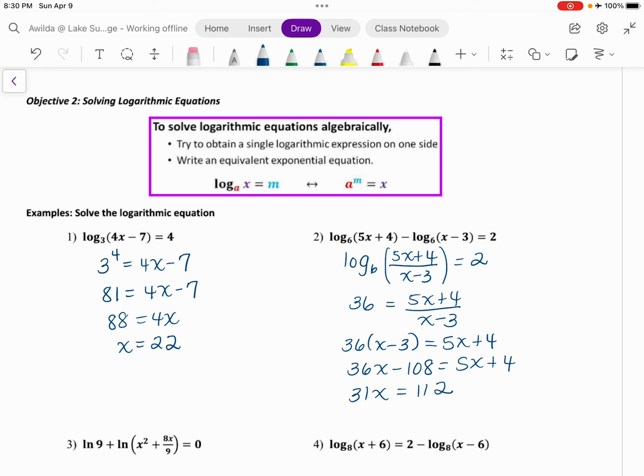Let's see, 112 divided by 31 gives us a decimal. So we can either leave this as an exact answer, 112 over 31, or write it as its approximate value of 3.6129. You always want to make sure that this does not cause either of the arguments to be negative. If we substitute 3.6129, the first argument is positive, and the second argument is positive as well, but that was close.